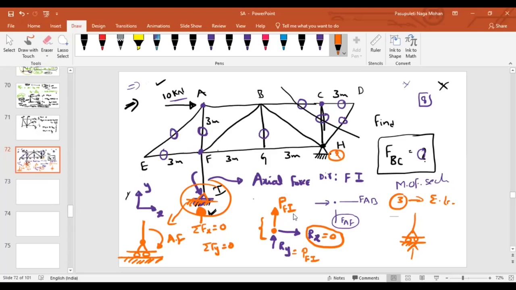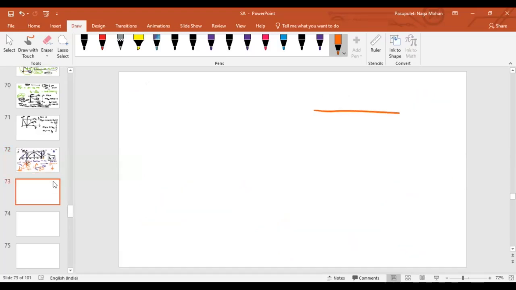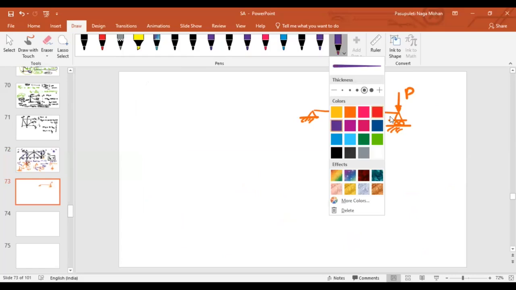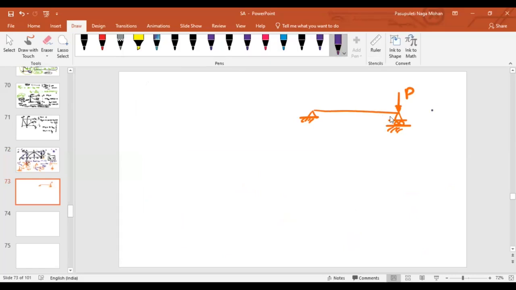Sir, if there is a horizontal load at I, sir, sorry, come again. If there is a horizontal load directly acting at the support, it will be directly taken care of by the support. It's just like, let us say, if I'm taking a simply supported beam and applying a force like this, can you tell me what about the support reaction? Vertical roller support.